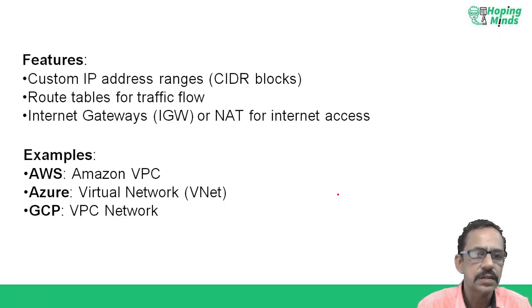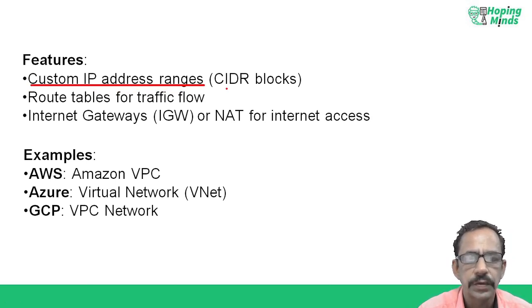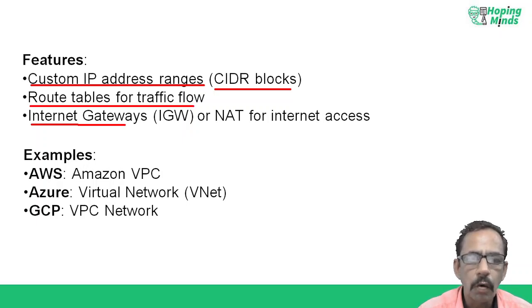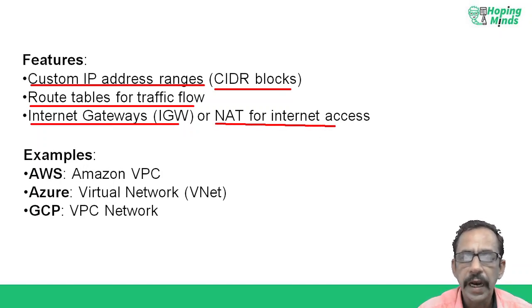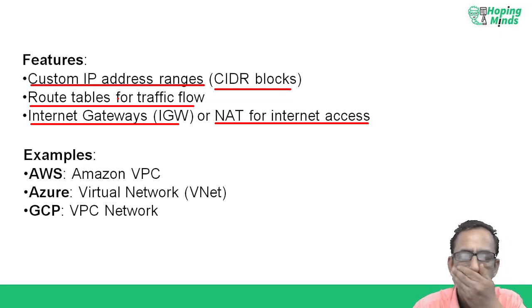What are the different features? I have told you what you can do. You can do everything. You can use custom IP addresses, whatever IP series you want to configure there with a particular CIDR block. You can configure your routing tables. You can connect your own internet gateway or NAT for internet access. I'm expecting you have basic knowledge of the internet gateway, NAT, CIDR, and routing tables, rather than keep discussing this particular thing.